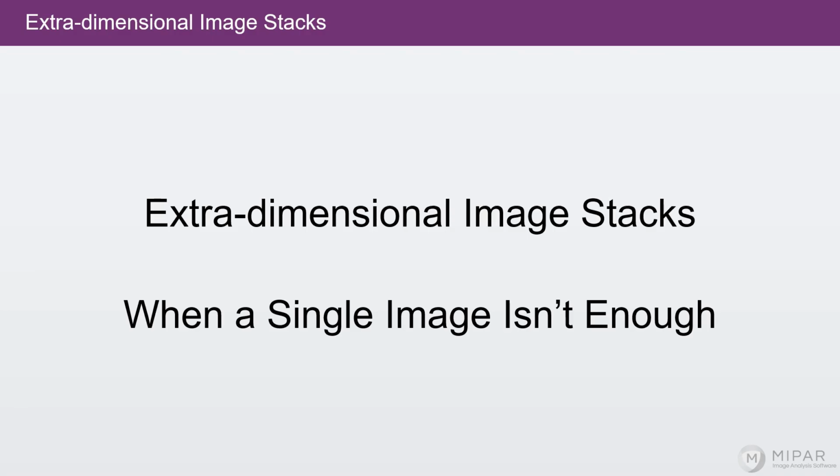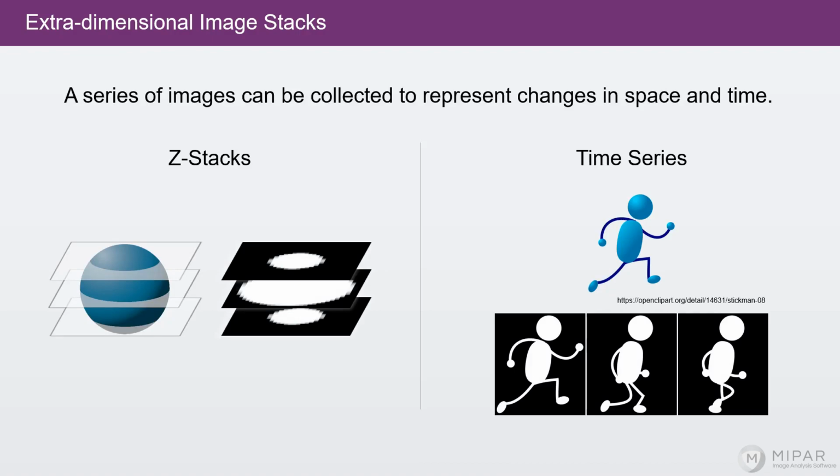Our final point today is when you have a subject that can't be represented appropriately with just a single image. Say your sample has some depth to it, and so you'll need multiple images that slice through your sample. Or maybe you want to capture a subject in motion, and so you need multiple images throughout time. So an extradimensional image stack is a series of images collected to represent changes in space and time. They're known as Z-stacks if you're collecting a volume, or time series if you're collecting a movie.